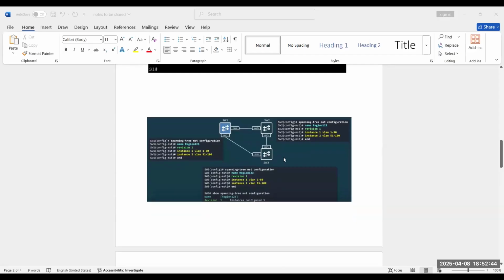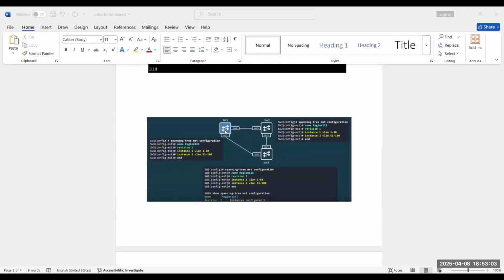Go through MST. The concept in MST is a little difficult to remember and understand. So this diagram, I hope you're able to see it. In this diagram, we have 3 switches. Out of the 3 switches, one has been highlighted in blue, that has been elected as the root bridge, and the other 2 are non-root bridges.